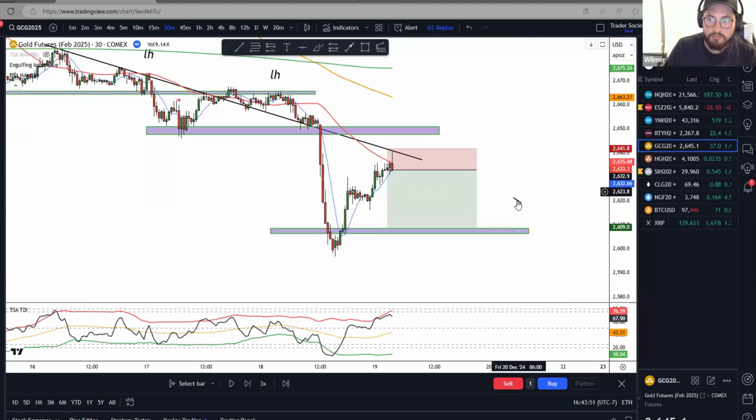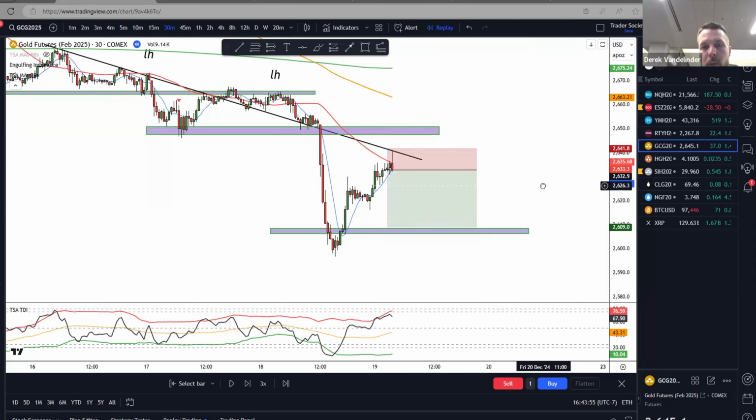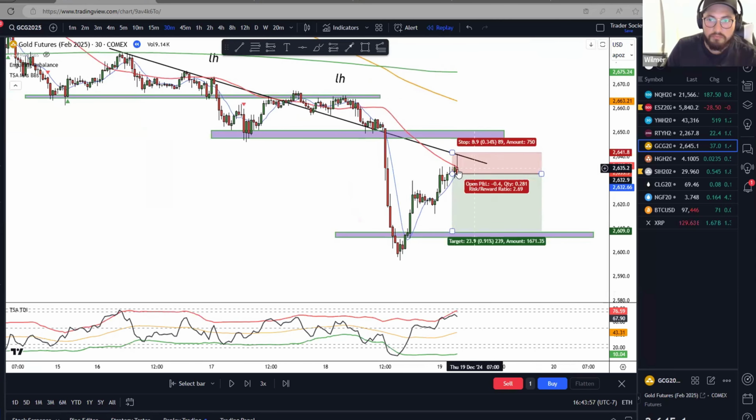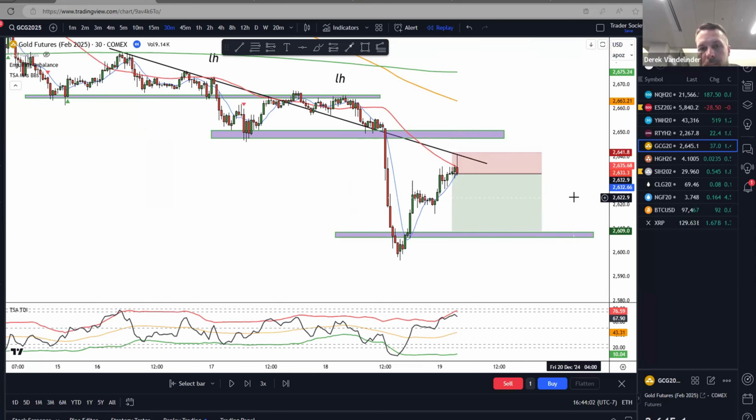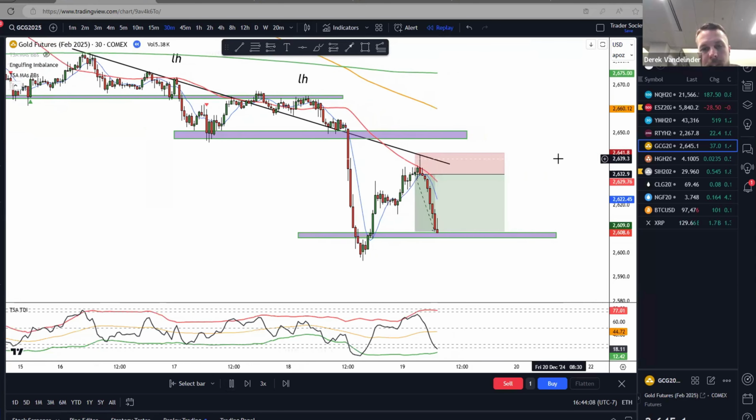I would short it right after this close here. And this is the 30-minute time frame on gold. That's where I would short it. It gave me my entry candle. As soon as that candle closes, I short it. And then boom, thing just tanks.